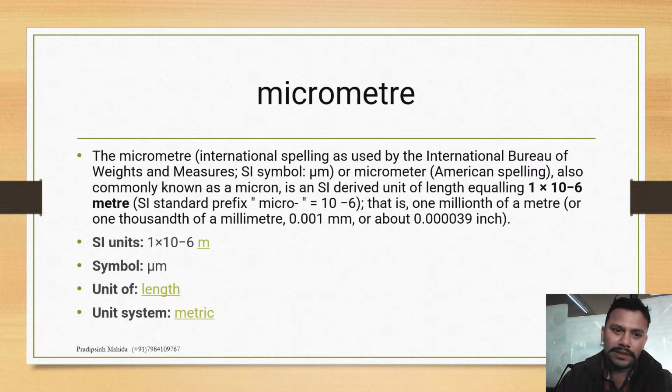What is a micrometer? Micrometer is an SI unit. It is one millionth of a meter, so it's very small.